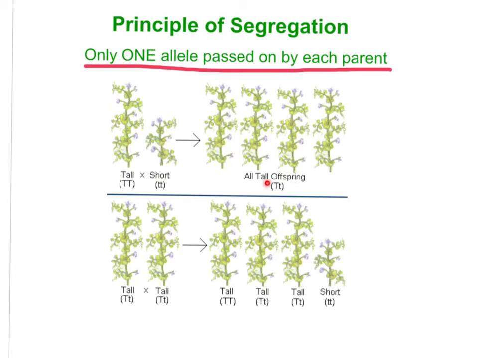We oftentimes put the dominant allele as a capital letter and the recessive allele would be a lowercase of that letter. Every single one of the offspring now will have one allele from each parent, and in this case, that would make each of those plants heterozygous. Their genotypes are heterozygous.